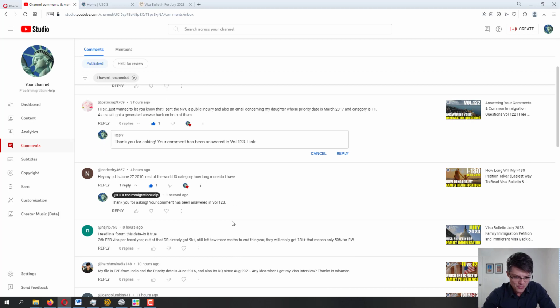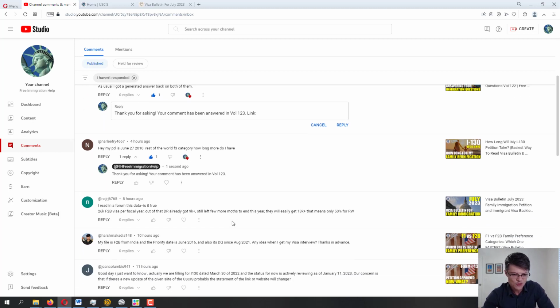RJ6765. I read in a forum this data, is it true? 26K F2B visa per fiscal year, out of that DR already got 9K plus. DR, I'm assuming that's Dominican Republic, if I'm correct, I don't know. Still left few more months to end this year. They will easily get 13K plus. That means only 50% for rest of the world.